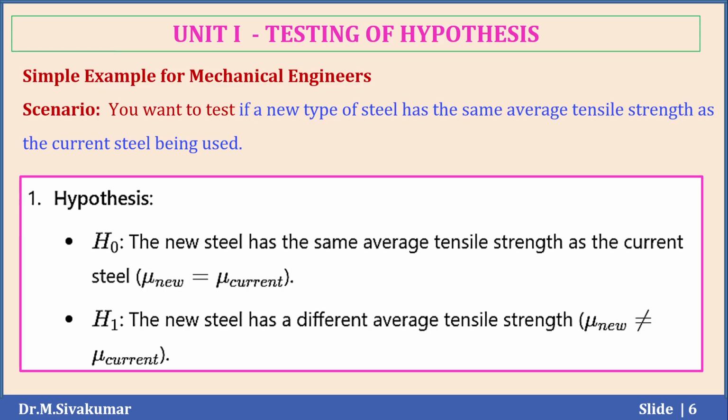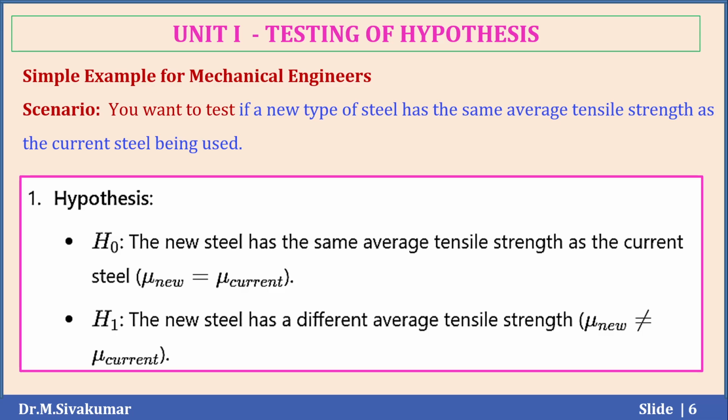Now we are going to see one simple example for mechanical engineers. The scenario is you want to test if a new type of steel has the same average tensile strength as the current steel being used. This is the formula we are going to discuss. What is the hypothesis H0? The new steel has the same average tensile strength as the current steel, simply represented as mu new equal to mu current. H1: the new steel has a different average tensile strength, so mu new not equal to mu current.